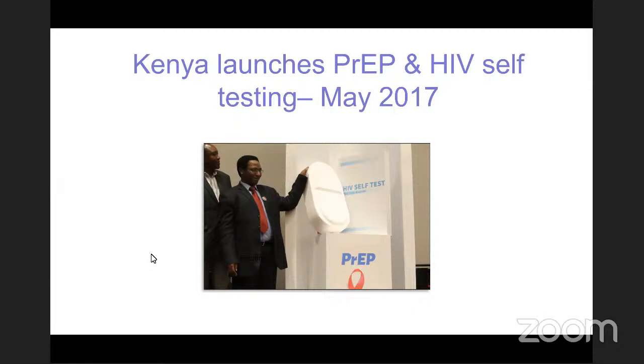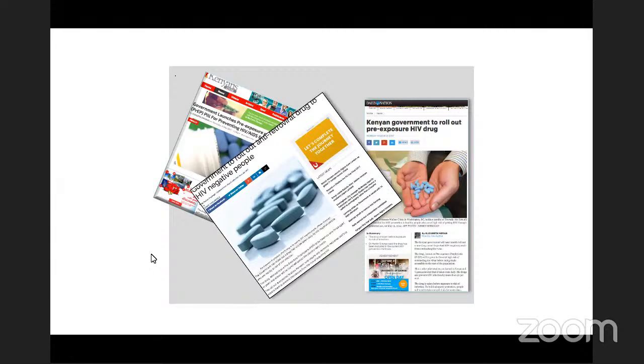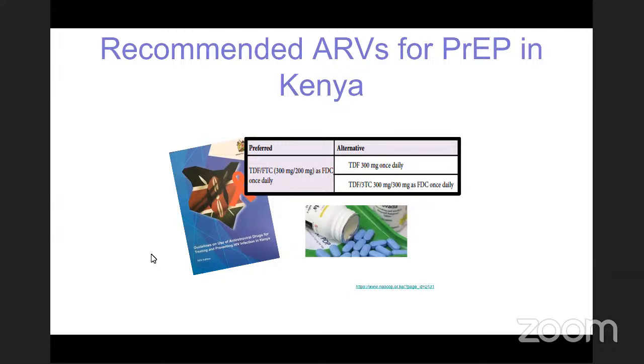So whatever science we do, especially for us as faculty members, it is good to keep involving stakeholders so that the science has a high likelihood of being taken up. And this was launched in May 2017. When you have the ministry launching, there is always media to support this, and this also works to educate the general public. A guiding principle within this PrEP program in Kenya is that PrEP is not a standalone, but is an additional tool that is integrated into existing services. Currently, the preferred regimen is TDF-FTC, which we call Truvada, but there are also alternative regimens like tenofovir alone, which is TDF-300, or TDF-3TC.